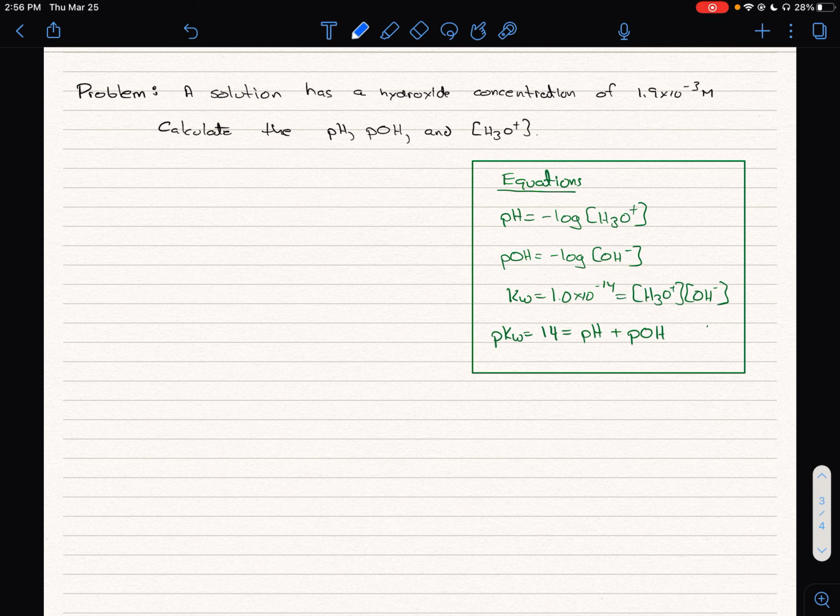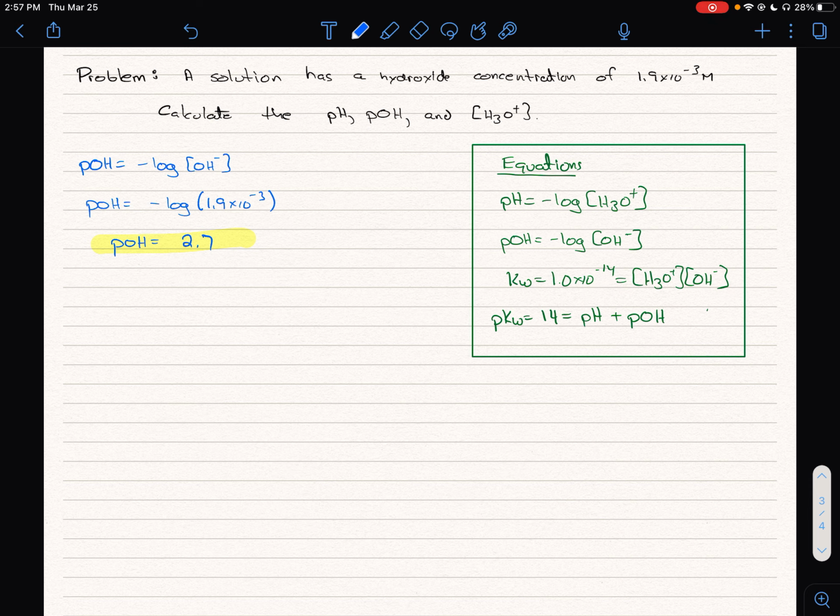There's a number of ways you can go about this. I'm going to choose to go first and calculate the pOH. And so pOH is equal to the negative log of the concentration of hydroxide. So we can go ahead and put that in: pOH is equal to the negative log, and we're given that hydroxide concentration, 1.9 times 10 to the negative third. Plug that into our calculator, and we get the pOH to be 2.7. So there's our first one.